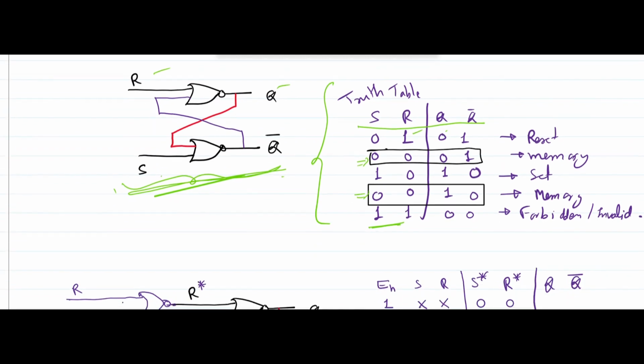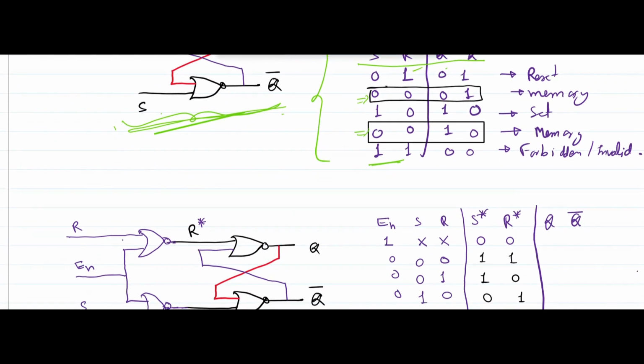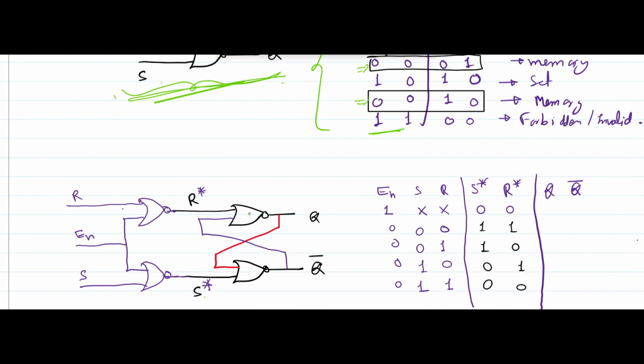Now, to design a controlled SR latch, what do we have to do? We simply add two more NOR gates, as we did for the controlled SR latch using NAND, where I added two NAND gates. So here I will add two NOR gates like this: one NOR gate here, one NOR gate here. Now I will explain its working. The output from this NOR gate is R star, and the output of this NOR gate is S star.